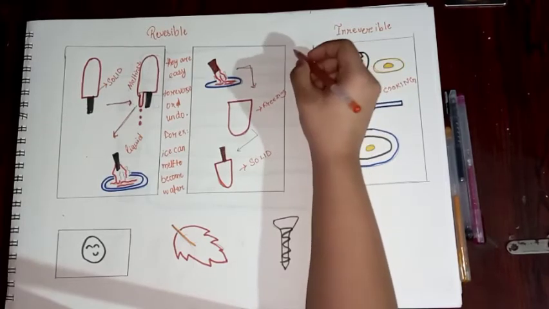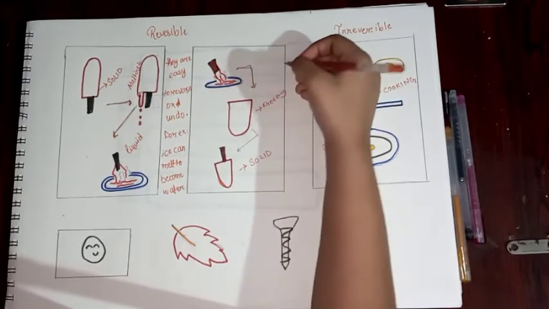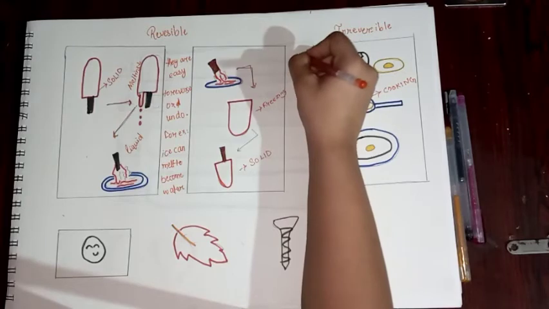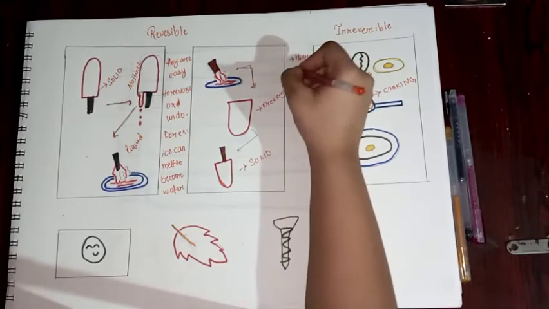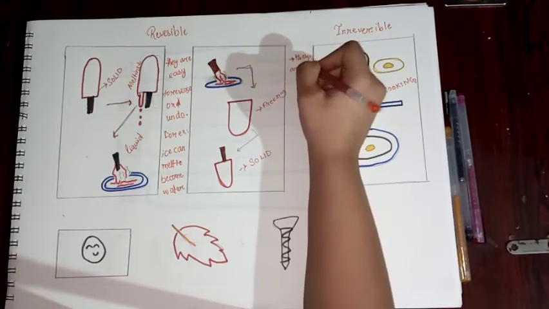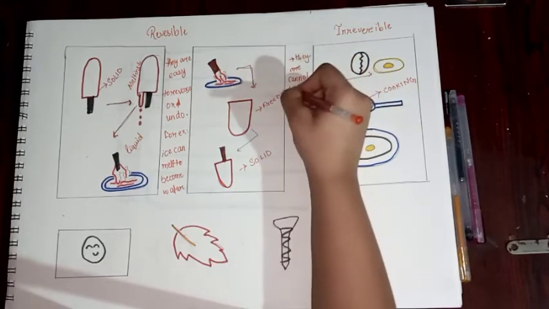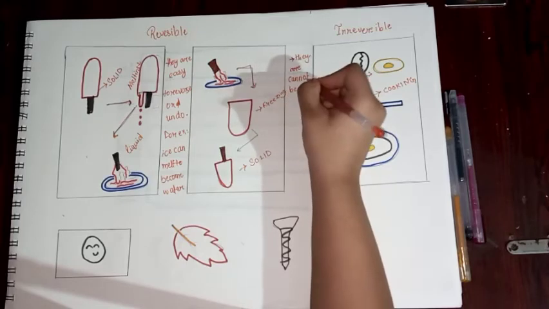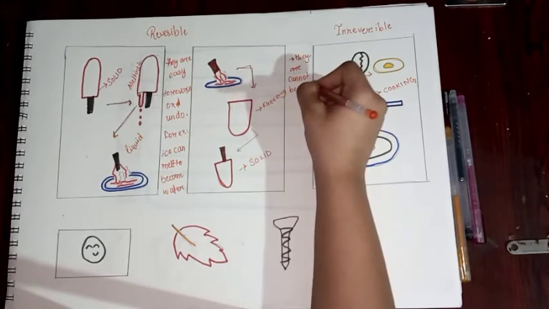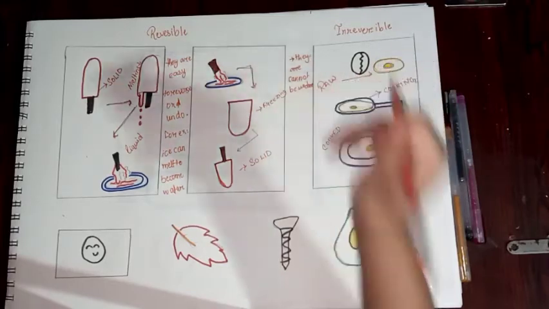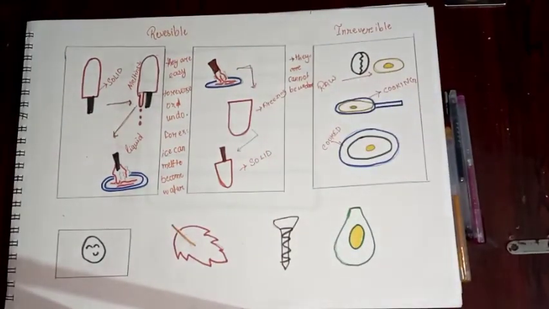Over here also, irreversible changes. Now I am writing over here. They cannot be undone. They cannot be undo or undone. For example, of course, the raw egg is one example you can take.